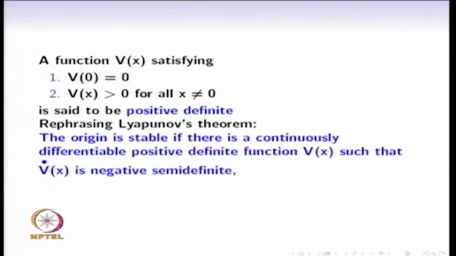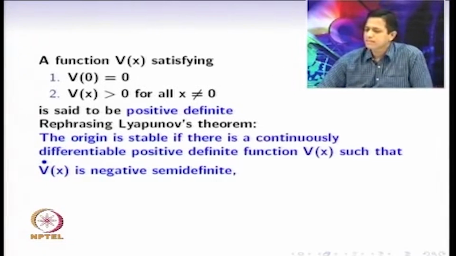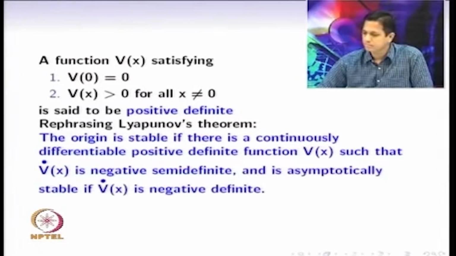Just some more notation. A function v that satisfies v of 0 equal to 0 and v of x positive for all points x not equal to 0, such a function v is also called positive definite. So, in these new words, we can rephrase Lyapunov's theorem: the origin is stable if there is a continuously differentiable positive definite function v of x such that v dot is negative semi-definite, and if v dot is negative definite, then the origin is, in addition to stable, also asymptotically stable.